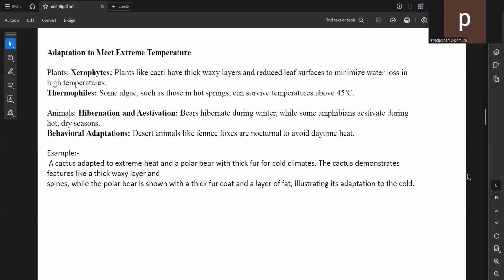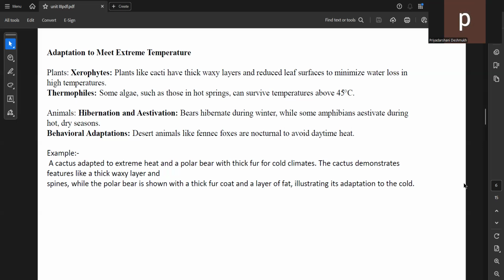The next is behavioral adaptations. Desert animals like the fennec fox are nocturnal to avoid the daytime heat, so they are changing their pattern. They are changing their lifestyle, where the work they do in the daytime, they do at night to avoid the heat, basically.